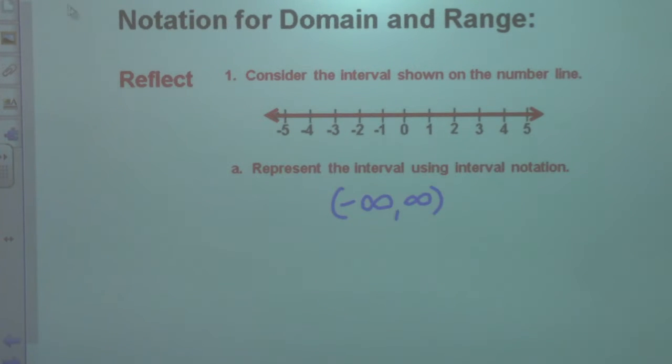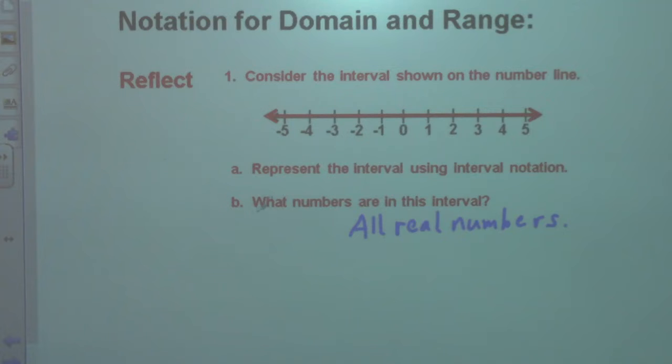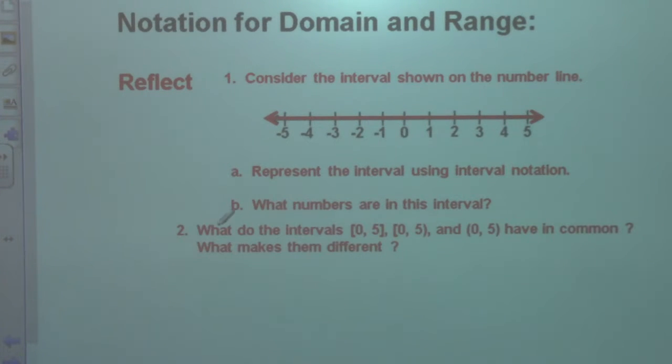We went through this yesterday, right? Yes, sir. Represent the interval using interval notation. We have greater than negative infinity, less than infinity. Next one, what numbers are in this interval? All real numbers. And what was one way we had of writing all real numbers? Do you remember that? The R, kind of the script R like this. So we could do that. And what do these intervals have in common? What makes them different?